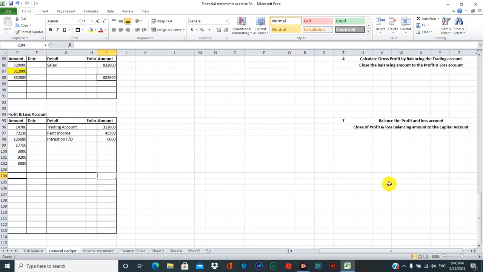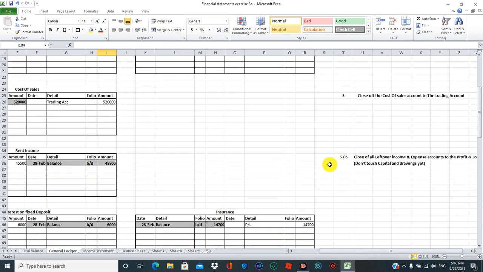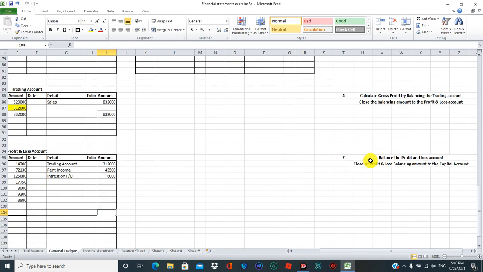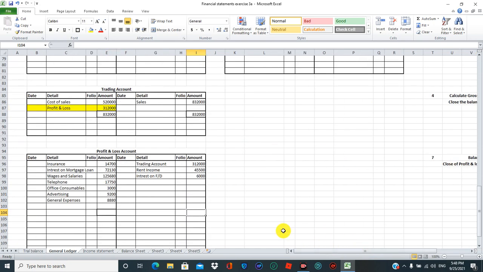Let me just double check. Yeah, remember your points. That was 5 and 6 we did there. Close off all the leftover income and expense accounts to the profit and loss. Don't touch capital and drawings yet. And then point number 7, balance the profit and loss account and close off the profit and loss balancing amount to the capital account. Because obviously we are calculating the net profit now, and the net profit, if it's a profit, it increases the owner's equity. If it's a loss, then it obviously decreases it.